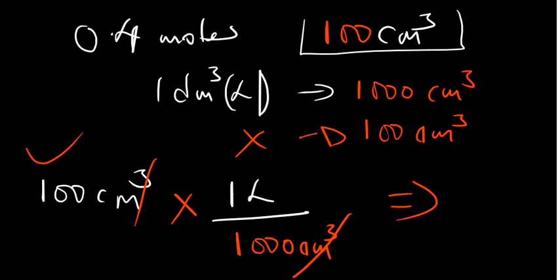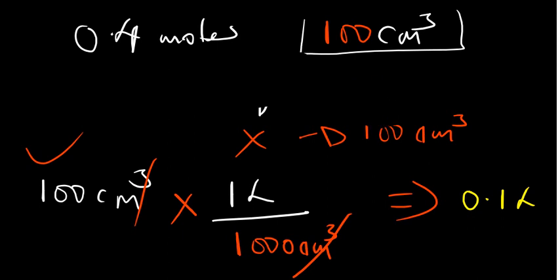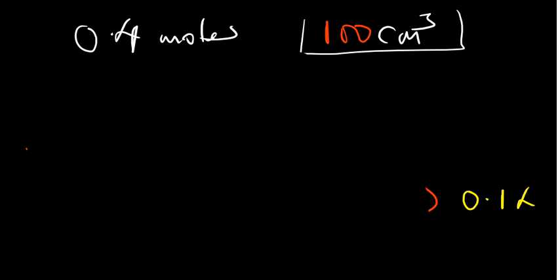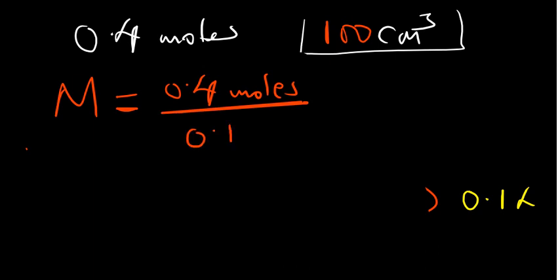Okay, so what are you going to have? 0.1, right? Liters or decimeter cubed. So at that point now, you should be able to determine your concentration. So our molarity is going to be given as what? 0.4 moles divided by 0.1 liters. And in such a case, we have 4 molar concentration or mole per decimeter cubed.